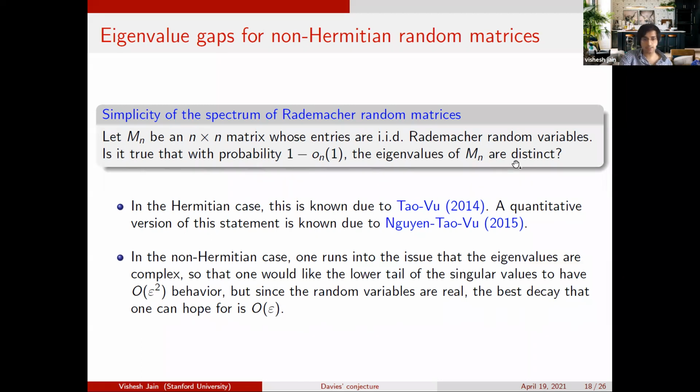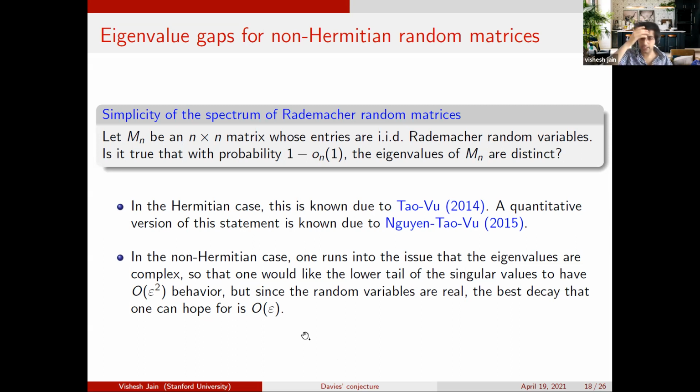So in order to copy this argument of Tao and Vu on some level, you would like to have this epsilon squared behavior, right? For instance, if somebody asked you about simplicity of the spectrum for complex Rademachers, then you would be fine. What do I mean by complex Rademachers? +-1 plus i times +-1, where the two +-1s are independent. Then this would be fine. But in the real case, the decay you have is of order epsilon, and you're working in the complex plane, so you again run into the same issue, right?